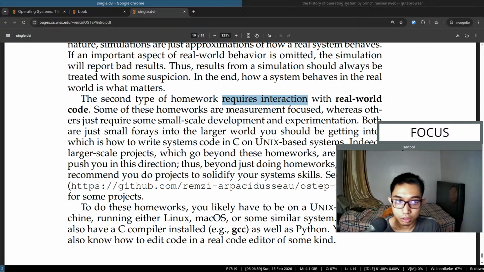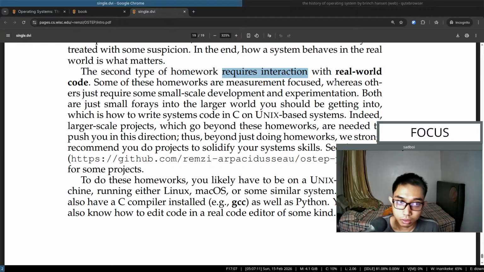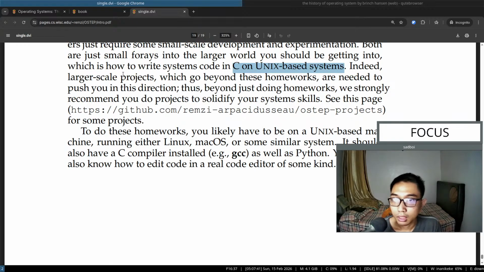The second type of homework requires interaction with real-world code. Some of these homeworks are measurement focused, whereas others just require some small-scale development and experimentation. Both are just small forays into the larger world you should be getting into: how to write system code in C on Unix-based systems. Indeed, larger-scale projects which go beyond this homework are needed to push you in this direction.